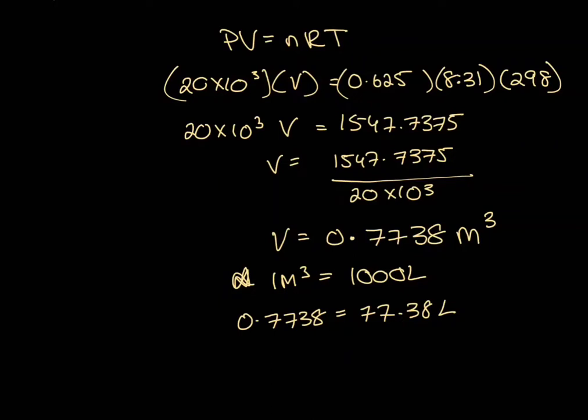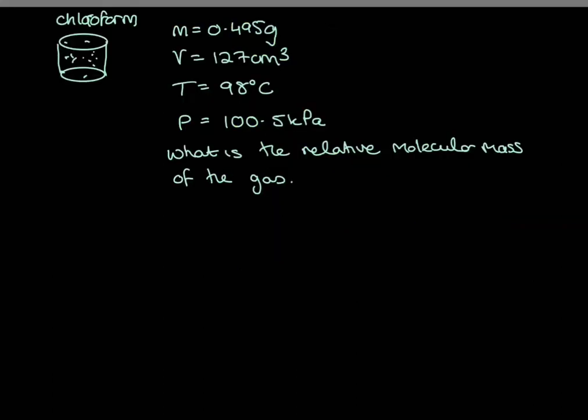Okay, so I'm going to write out the next question for you. Once you see it pop on the screen, I'm going to talk through it, and then you can pause and give it a go yourselves. Okay, so here's the question. I've written out all of the important parts of the figures that were in the question. We have a canister full of chloroform. We have the mass, the volume, the temperature, and the pressure of the gas. What we need to figure out is the relative molecular mass of the gas. So see what you can do with those figures.